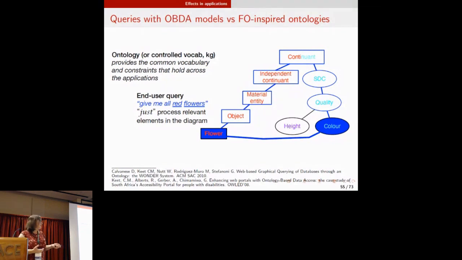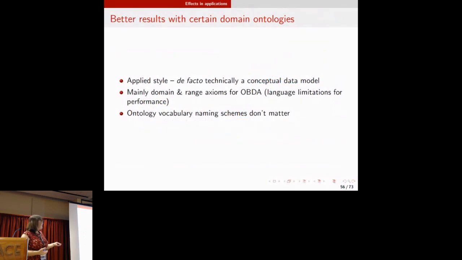So in this case, actually, what we end up with is that for something like ontology-based data access, you do not want and you cannot actually properly have a theory-oriented ontology. And you need to have your applied style, which is de facto technically a conceptual data model just formalized. Mainly just domain and range axioms that you're dealing with rather than all of those details that we saw before. In this case, however, the ontology naming, vocabulary naming is not an issue for that kind of application scenario.